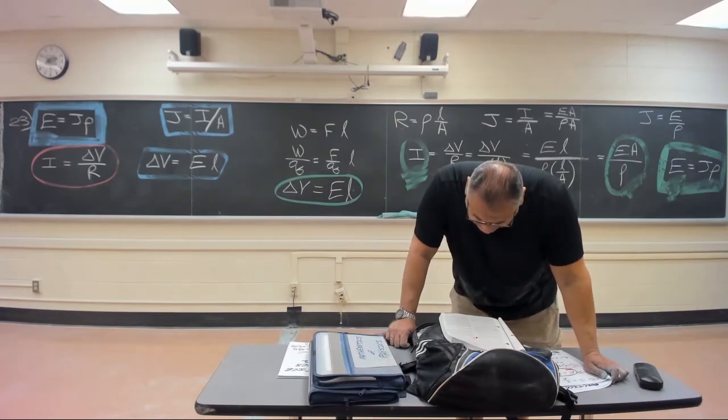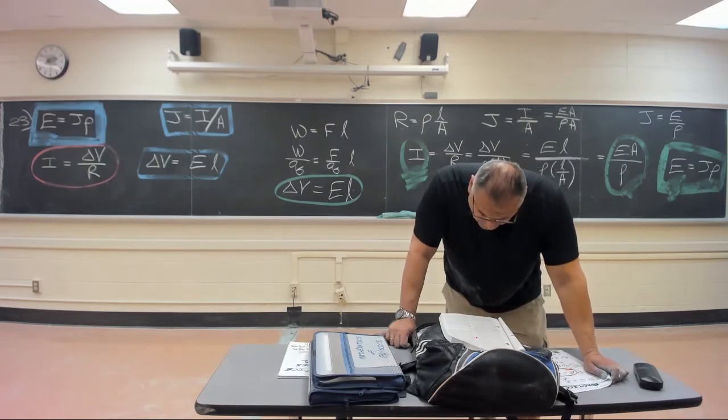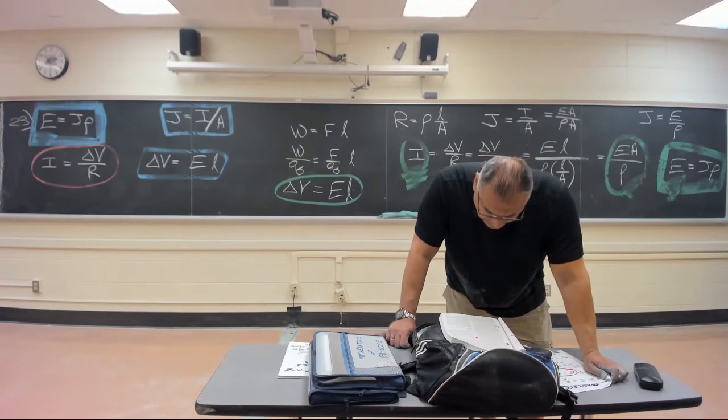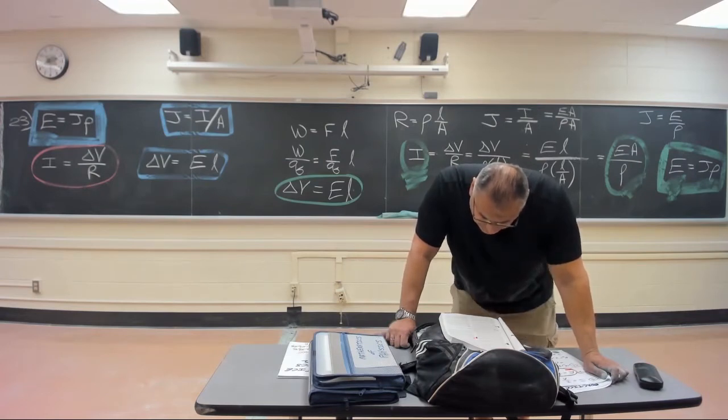A 34.5 meter length of copper wire at 20 degrees Celsius has a radius of 0.25 millimeters. 0.25 millimeters, you guys, is 0.25 times 10 to the negative 3 meters. That will be converted to meters. You've got to have the SI system of units. If a potential difference of 9 volts is applied across the length of the wire, determine the current in the wire.